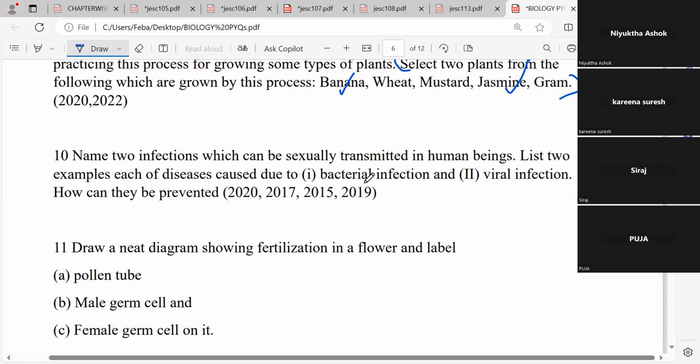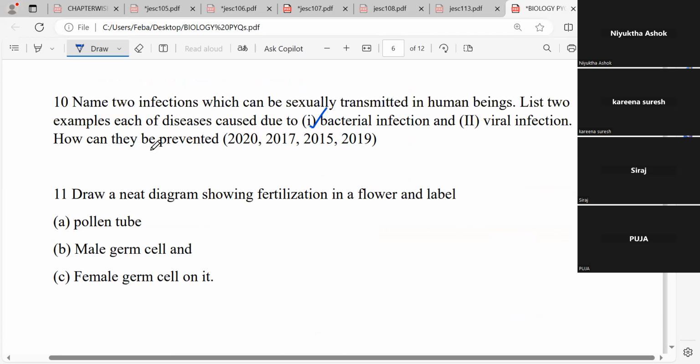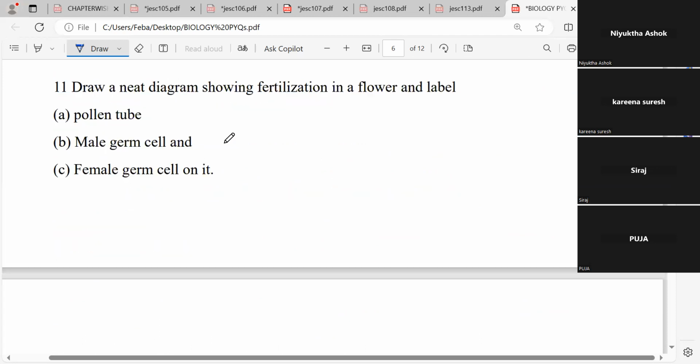Any 2 infections. Okay, HIV, gonorrhea, syphilis, anything you can write. List 2 examples of the diseases caused due to... Okay, separate questions there. Bacterial infection, gonorrhea and syphilis. Viral infection, warts and HIV. Study them properly. Study the examples properly. How can they be prevented? Okay, write all those things.